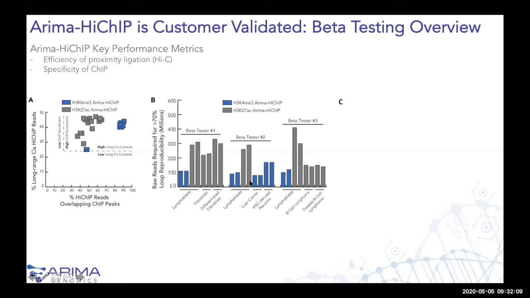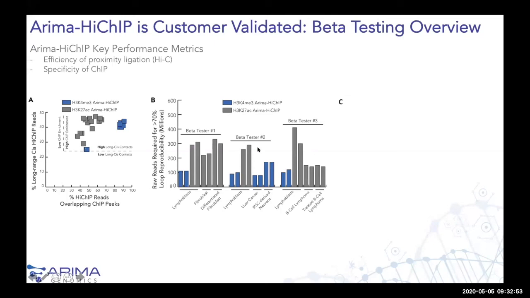We then plot essentially what are the total number of reads that are required for at least 70% reproducible loops across the 3 different beta testing sites in many, many different cell lines that were examined across these 3 different sites. And the main takeaway here is that for H3K4 trimethylation, we're needing about 100 million reads to obtain reproducible active promoter-centered loops across the genome.